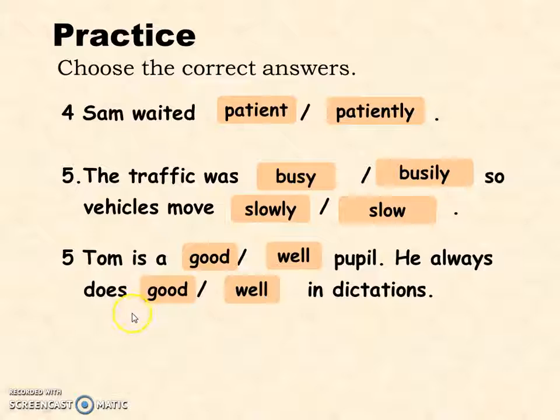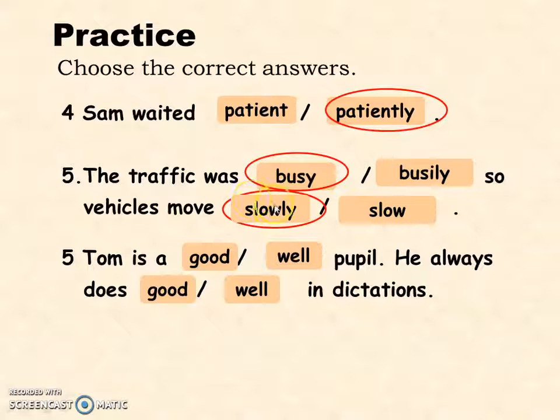Okay, let's do a few more practices. Sam waited patient or patiently. How is he waiting? Should be patiently. And at last, number 5. The traffic was busy or busily. Should be busy. And so vehicles move slowly or slow. Should be slowly. Vehicles move slowly.